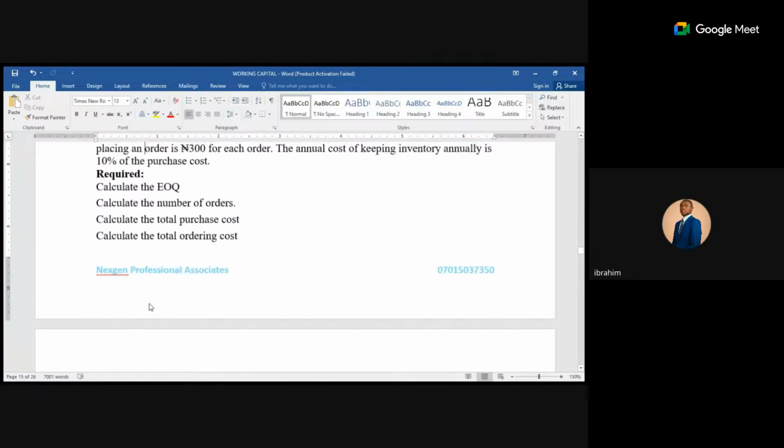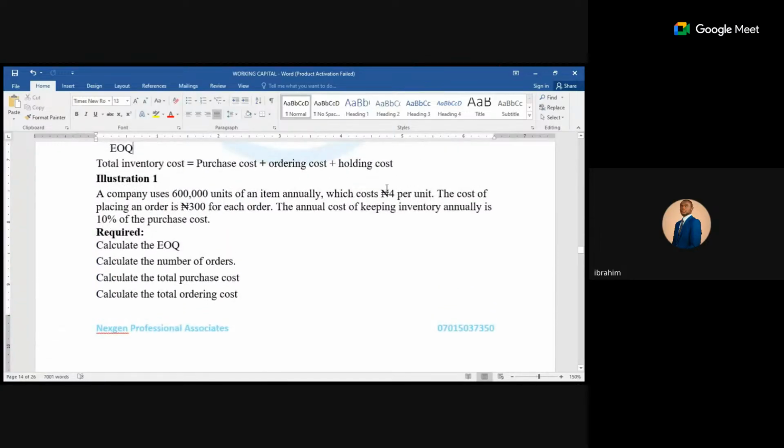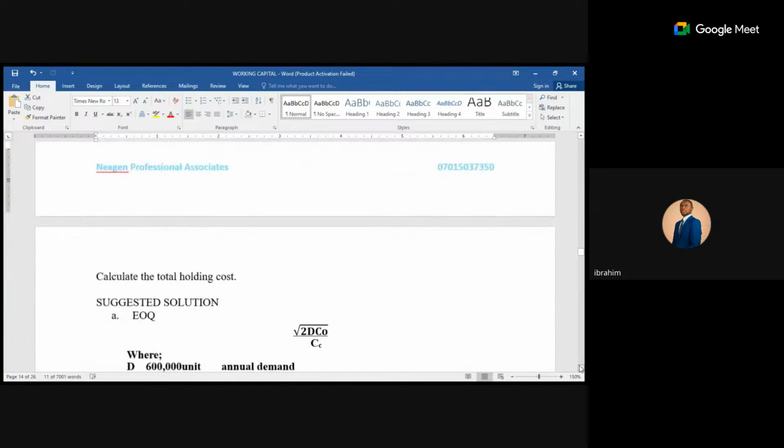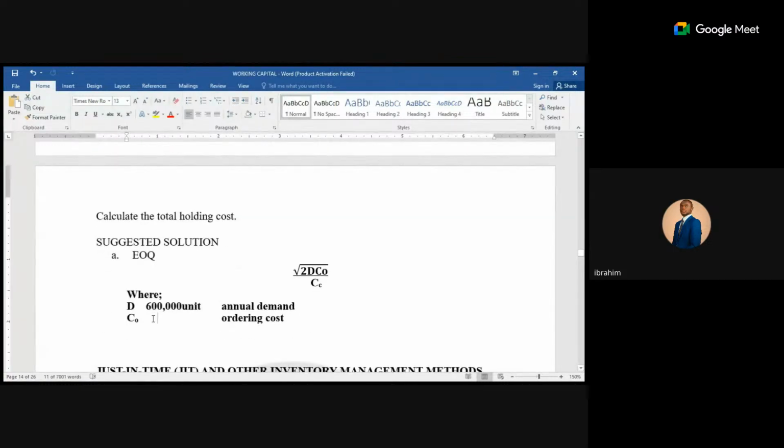So I will come back here and check the cost of placing an order. This is 300 naira for each order. The order, and they demanded for 600.